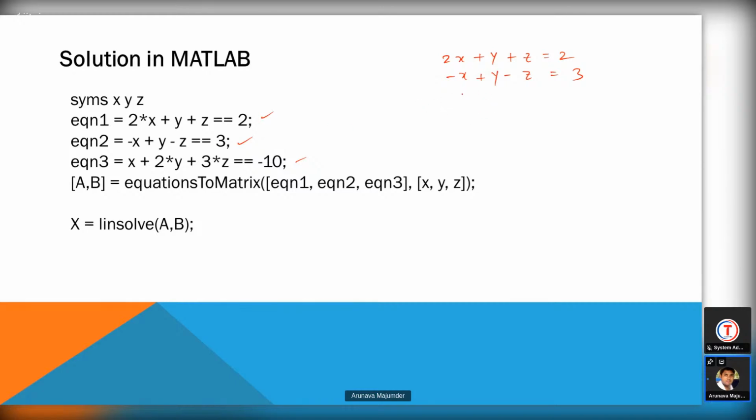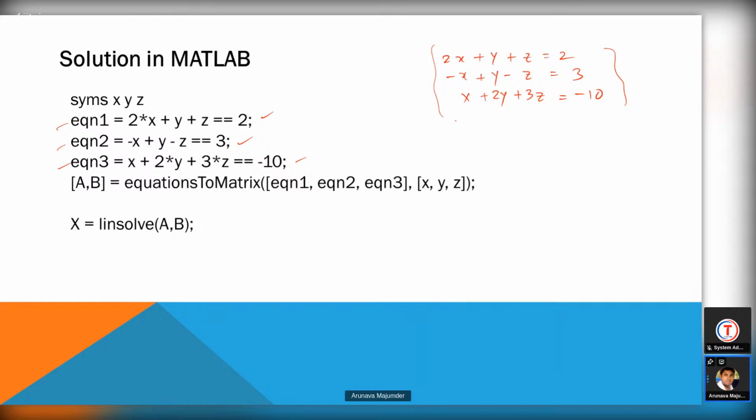Third equation is x plus 2y plus 3z is equal to minus 10. So these three equations are there. Now you need to put these equations into MATLAB just simply by using these three commands.